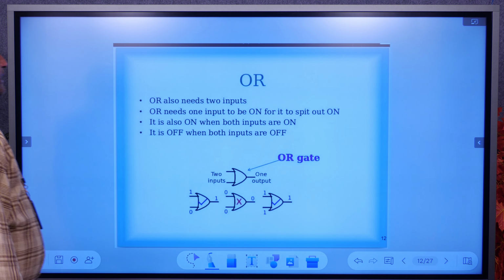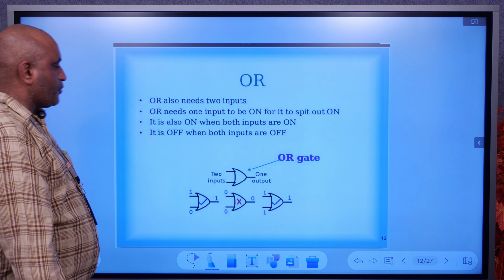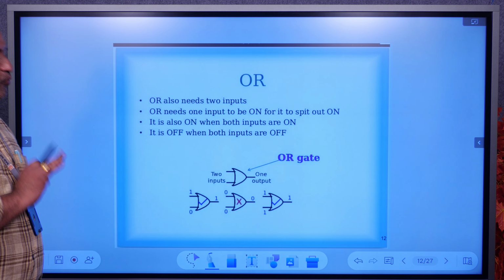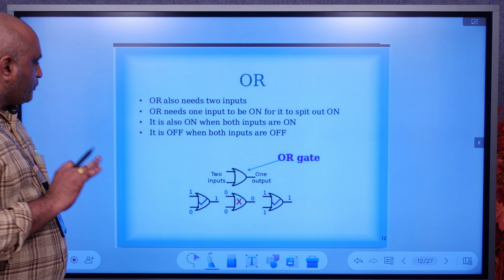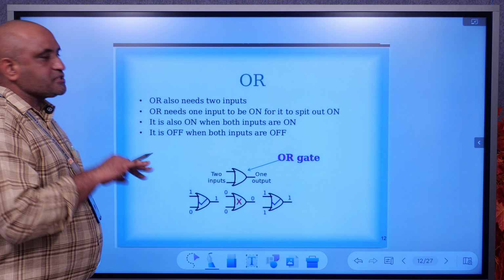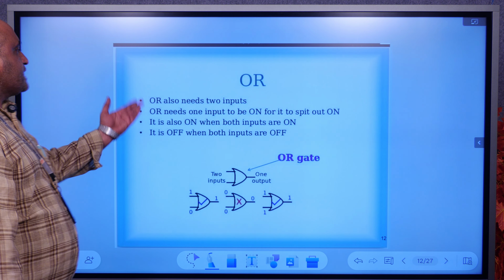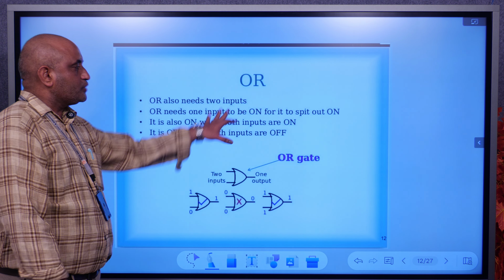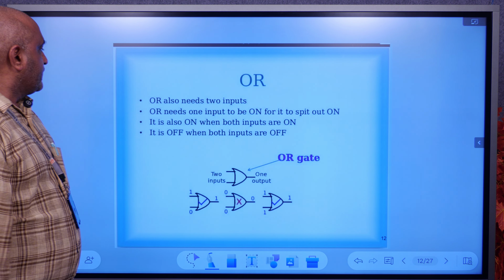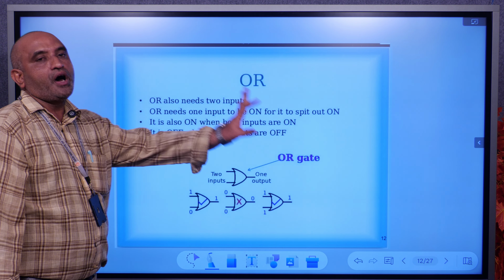Next, we go to the OR gate. Suppose you have two inputs. If any input is 1, the output is 1. Both inputs are 0, the output is 0. In the case of OR, it also needs two inputs. OR needs one input to be on to turn the output on. If both inputs are off, the output is off.